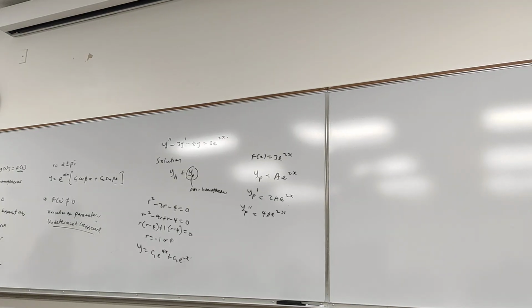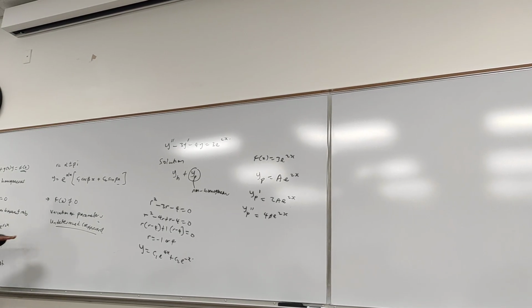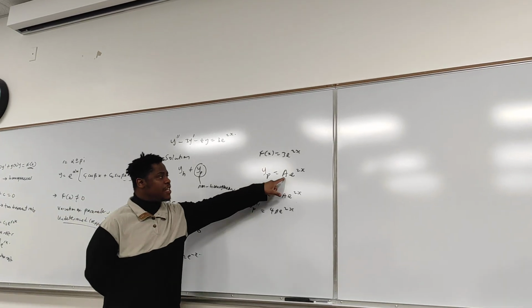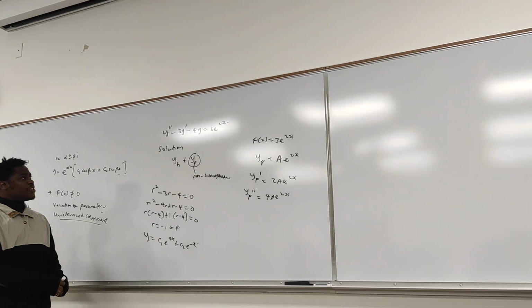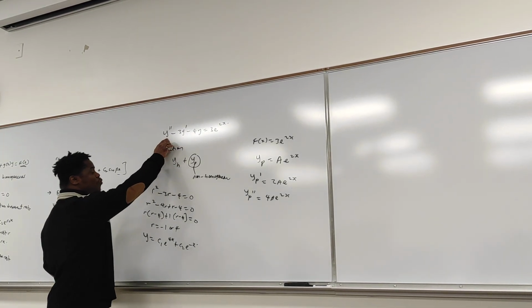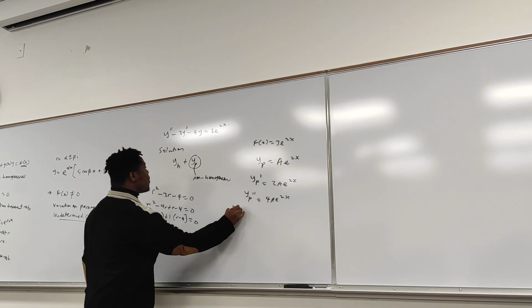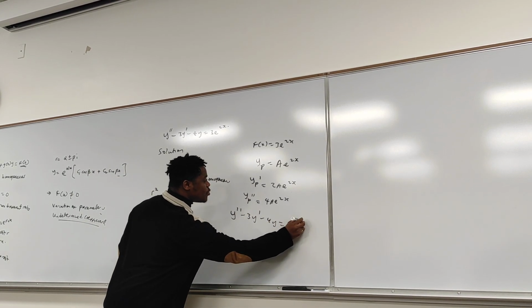That is why we call it the undetermined coefficient method, because what we're trying to do is find the value of this A as the solution. So we put it here, so instead of y, we put yp. Now we have y'' - 3y' - 4y = 3e^(2x).